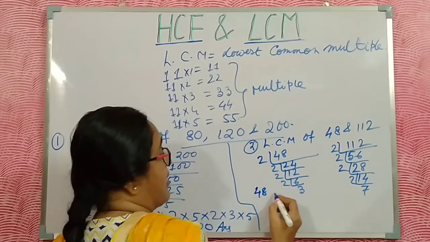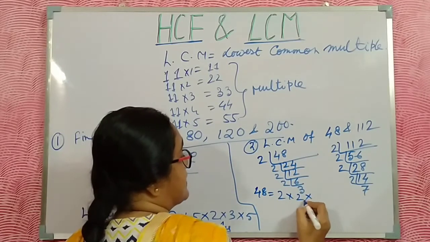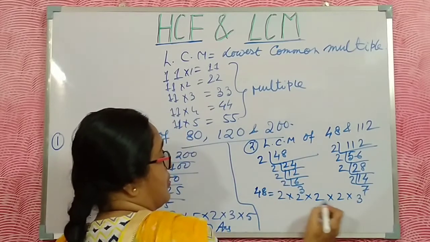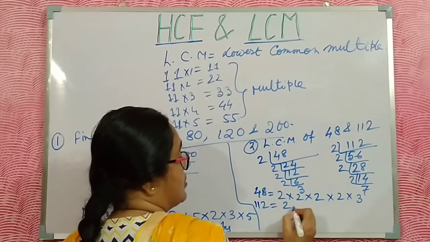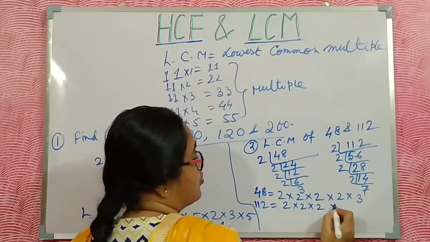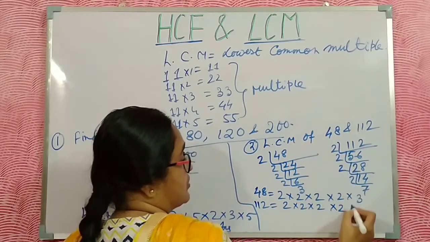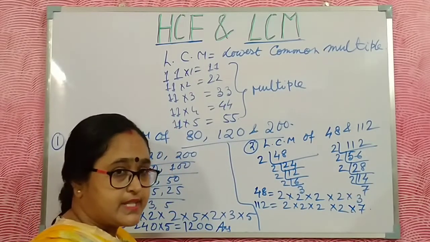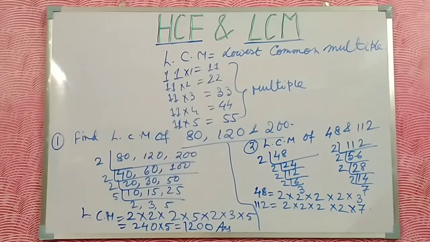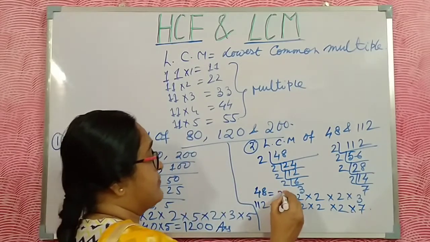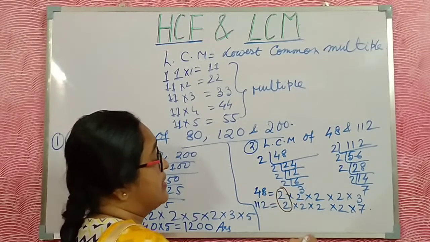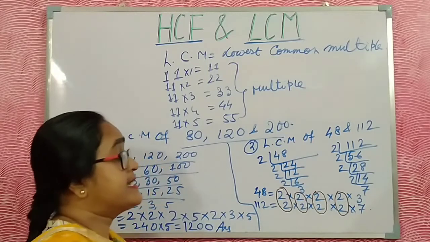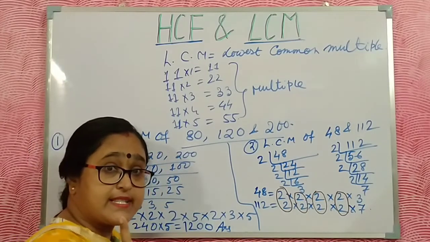Which process I applied before, you just do like this. 2, 2, 2 and 2 and 3 also. And 1, 1, 2, 2, 2, 2, 2, 1, 2, 3, 4 twos and 7 also. Okay, this is it. Then you just take first the similar ones. This is the HCF. Which one is HCF?